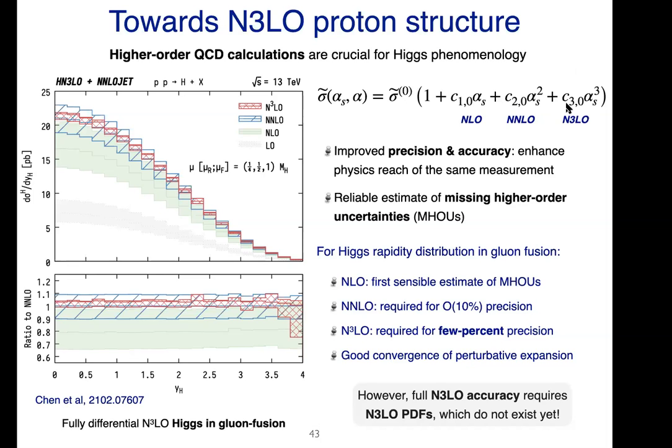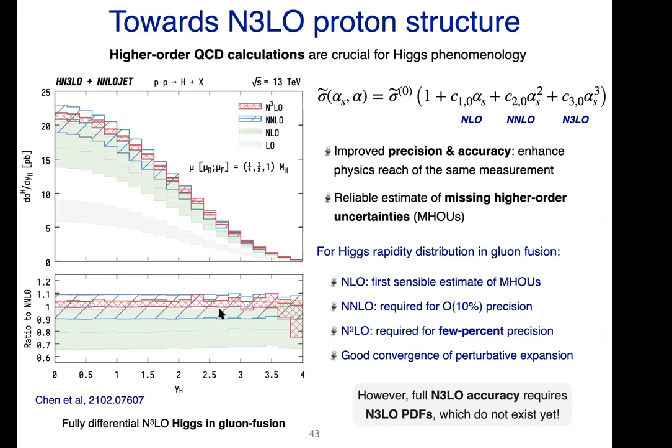And why do we want this? Well, because it improves the precision and the accuracy of your calculation. So with the same measurement, you can enhance the physics reach. And also you can have a reliable estimate of how the missing higher orders are going to behave. And in the case of inclusive Higgs production, this is a rapidity distribution. You can see that NLO is in green, then NNLO is in blue, and then N3LO is in red. So this is a textbook example of how the convergence of the perturbative expansion should behave.